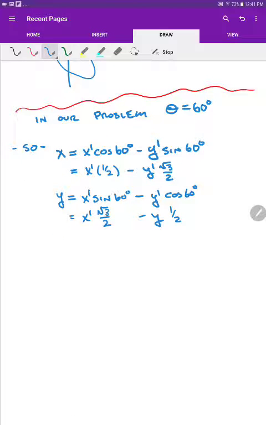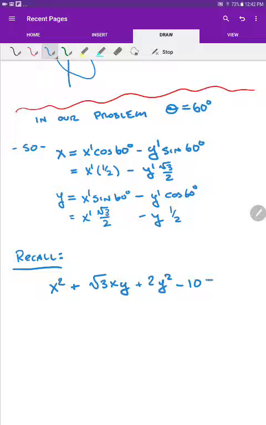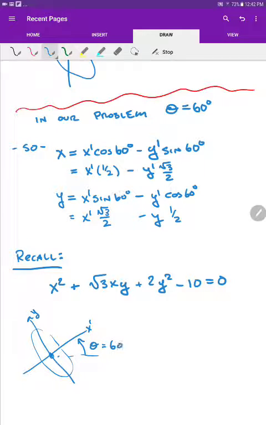So how do we continue? Let me just say this and then we'll stop here, and continue in the next video. You recall our relationship is x squared plus square root of 3 xy plus 2y squared minus 10 equals 0. So our relationship is in terms of x and y. We want to convert this into terms of x prime and y prime so that we can plot our ellipse as though it's in terms of this x prime and y prime at an angle, and we'll know that this angle is 60 degrees. We're going to do that next.